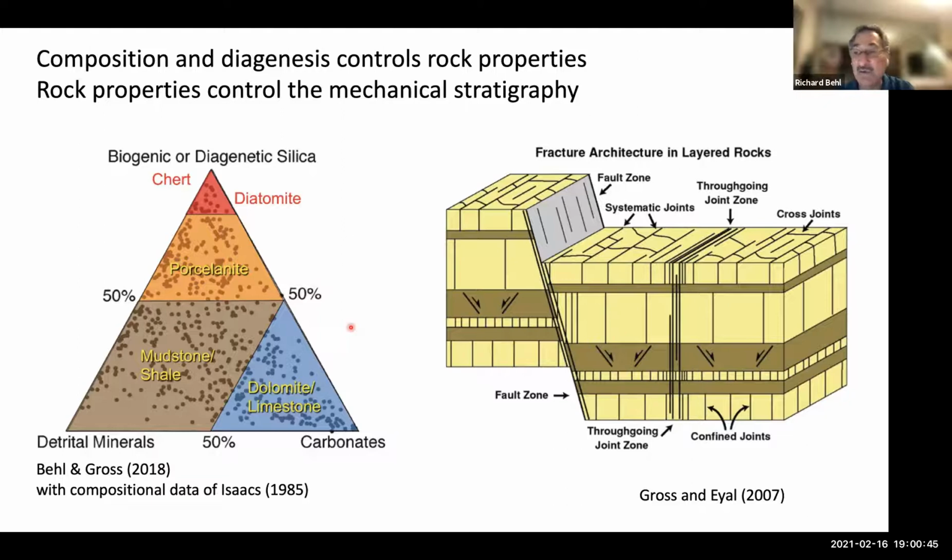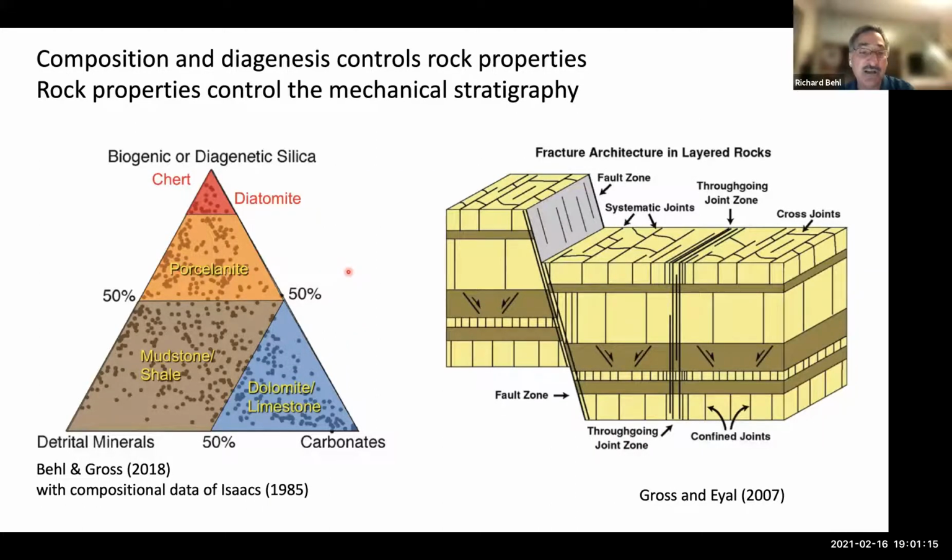And the rocks are being folded, as we just saw, but they're being faulted, but they're also being fractured. And how they behave depends upon their mechanical rock properties. And those rock properties are dependent upon the original sedimentary composition that was deposited, plus the degree of diagenesis that related to burial for the most part in these kinds of rocks.